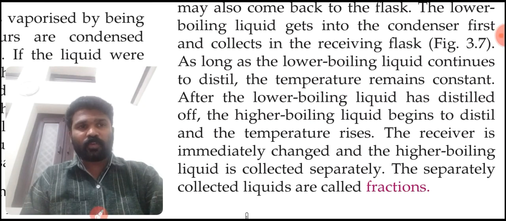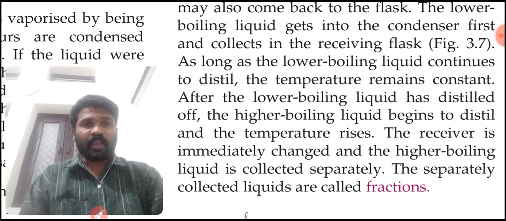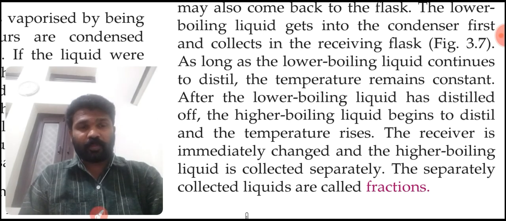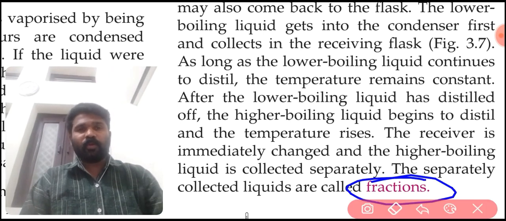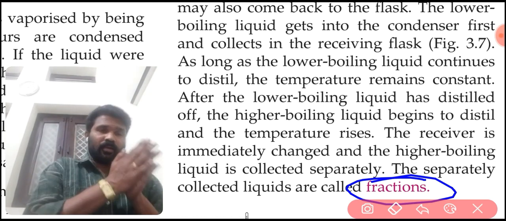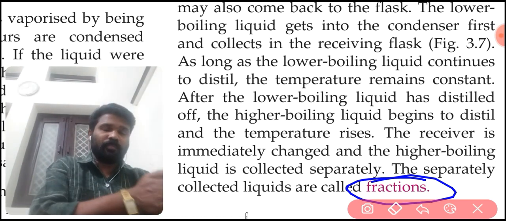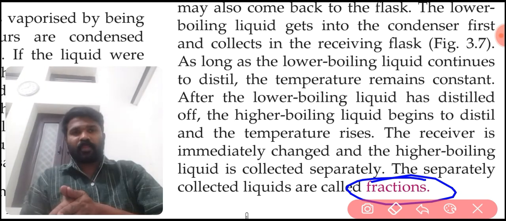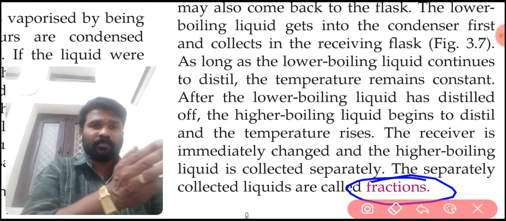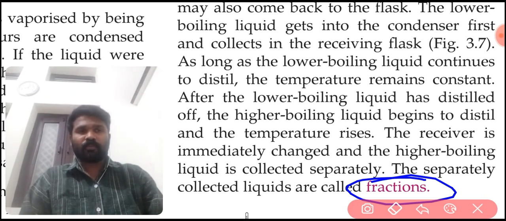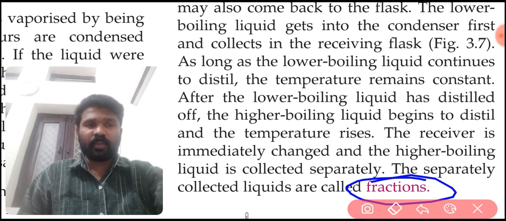After the lower boiling liquid has distilled off, the higher boiling point liquid begins to distill and the temperature rises. The receiver is immediately changed and higher boiling liquid is collected separately. The separately collected liquids are called fractions. From the crude oil or from the mixture of liquid, we can collect the different types of oils in different beakers by the fractional distillation, by allowing the vapors to pass through the fractionating column. Okay students, the separately collected liquid is called fractions.